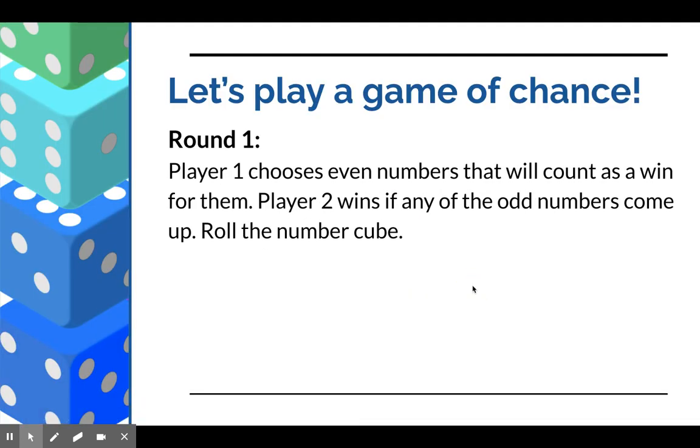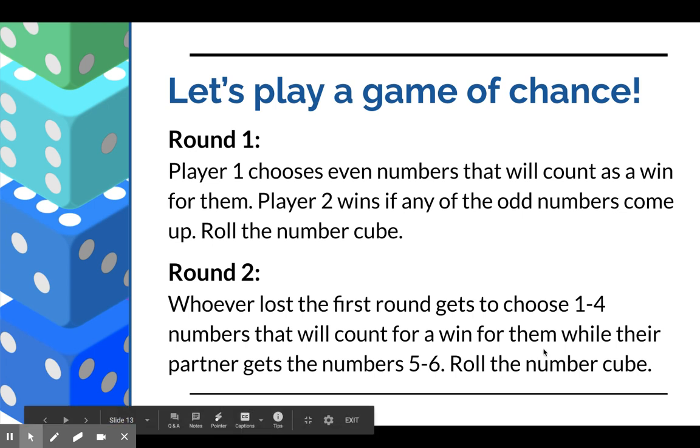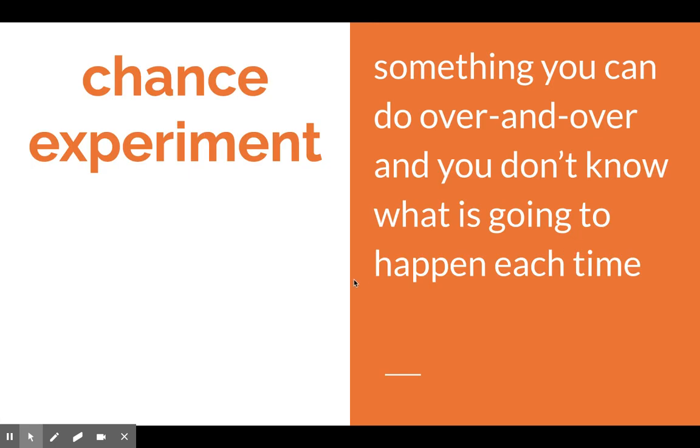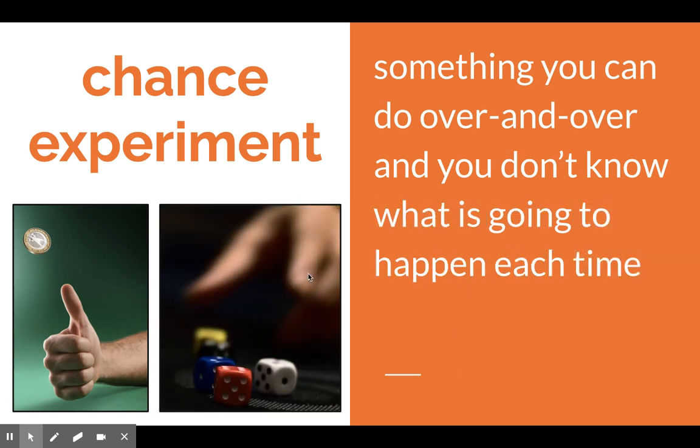Tomorrow, we're going to play a game of chance. And in the first round, player one is going to choose even numbers that will count as a win for them. And player two, if any of the odd numbers come up, they're going to roll the number cube. And then in round two, whoever lost the first round gets to choose 1 through 4 numbers that will count for a win for them, while their partner gets numbers 5 or 6, and we're going to roll the cube. But we're going to do this tomorrow because we're going to need more time than we have today. But I do want us to copy down these definitions into our notes because I promised that we did have a lot of things to write down.